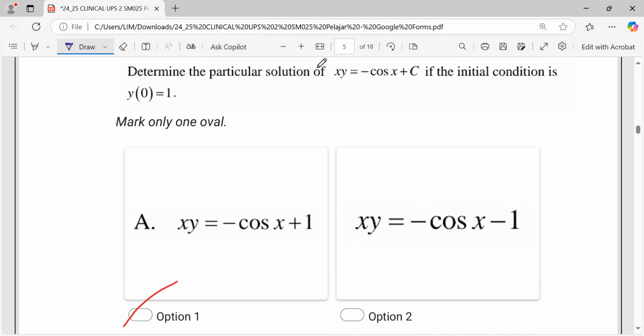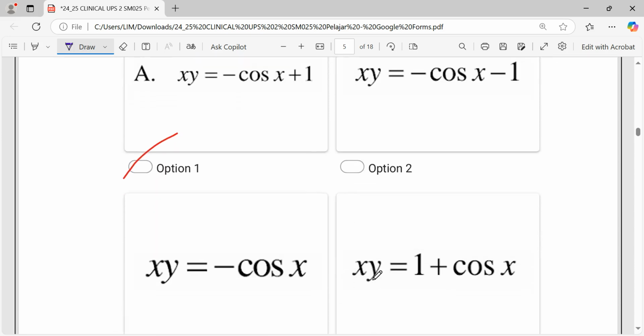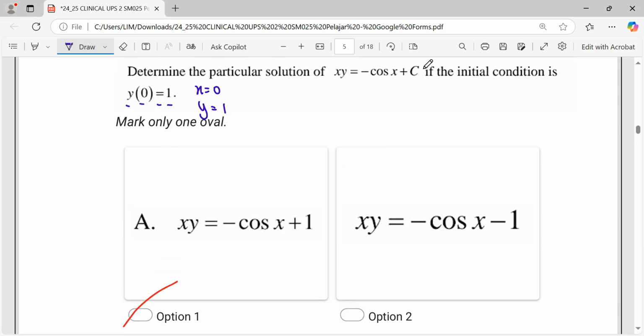Then determine the particular solution for this: xy equals negative cos x plus c, if the initial condition is y(0) equals 1. Which means that when x equals 0, y equals 1. In this case, you can see our solution still maintains xy as a subject. Therefore, we just need to find out what the constant is here, so that we can get to the particular solution. As we substitute x equals 0 and y equals 1, we get negative cos 0 plus c.